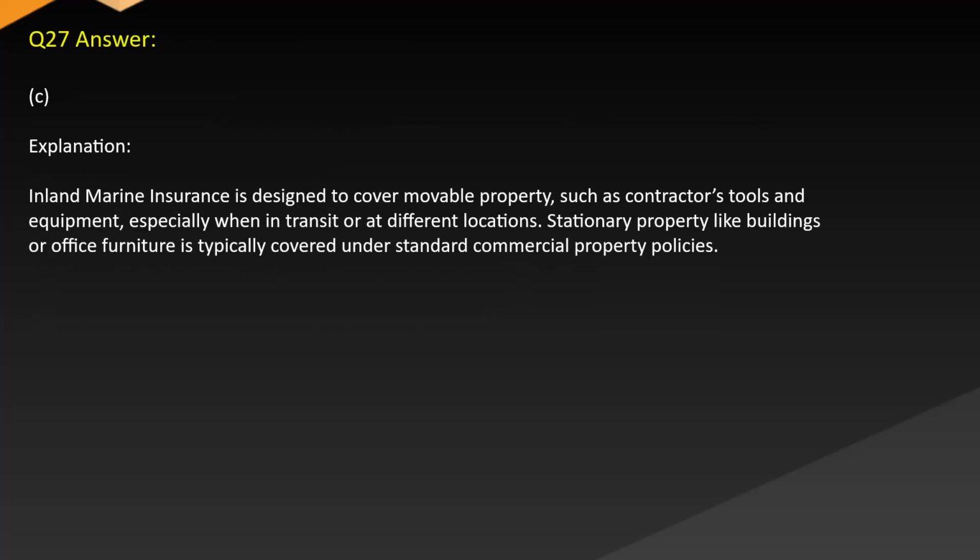Answer: C. Explanation: Inland marine insurance is designed to cover movable property such as contractors' tools and equipment, especially when in transit or at different locations. Stationary property like buildings or office furniture is typically covered under standard commercial property policies.